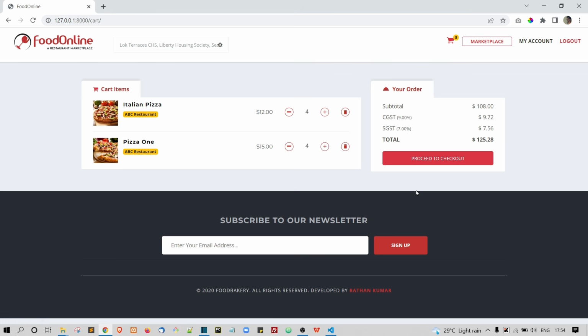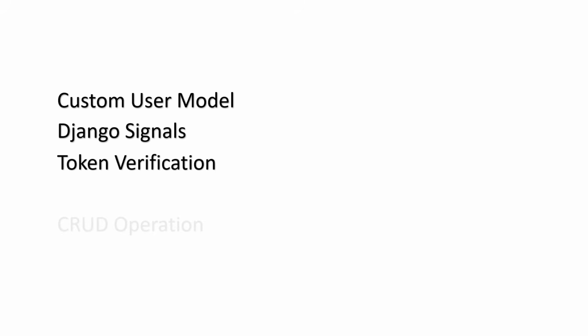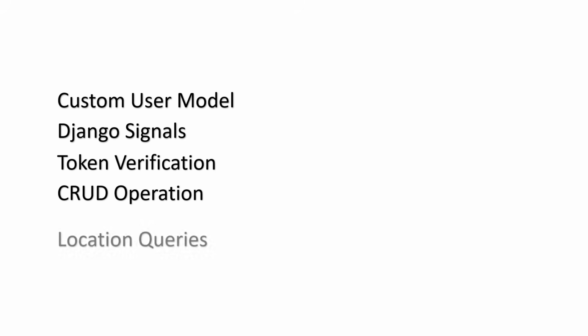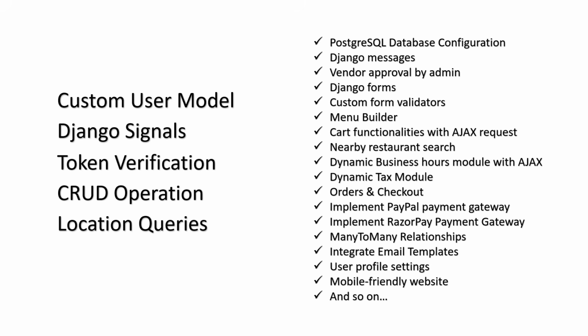We'll be building easy to very complex functionalities in this course, such as Django custom user model, Django signals, token verification, and so many CRUD operations with the AJAX requests, and we'll also write some really complex location queries and so much more that I cannot tell in this short intro video.